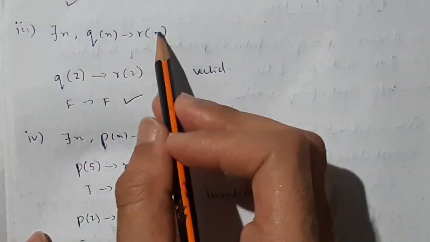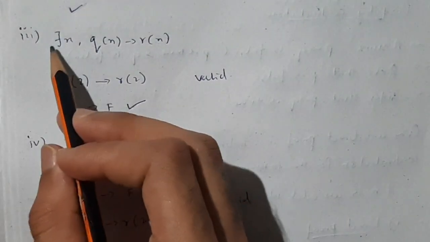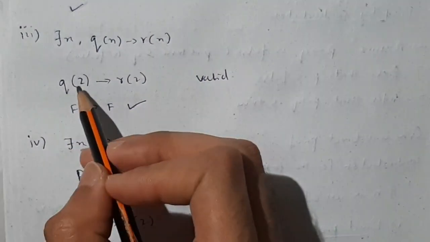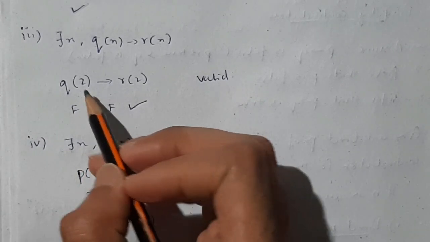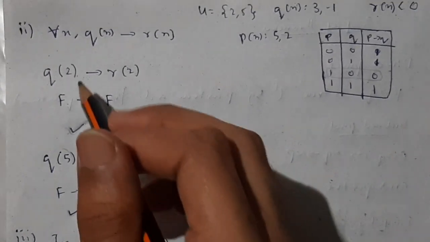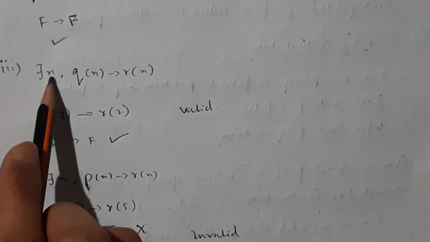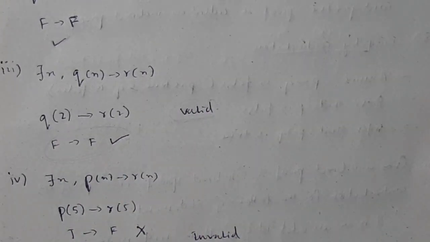Now put the value of 2 in both of these and see. In for some x, you have to just prove one case as true. So either you can put 2 or 5. If any of the cases passes, if any of the cases is true, then the argument is valid. For all x, in this case you have to test for all values of x, 2 and 5 both. But if it is for some x, you have to just test for any one value. If it is true, then the argument is valid. If you put 2 here, this is true, so the argument is valid here.